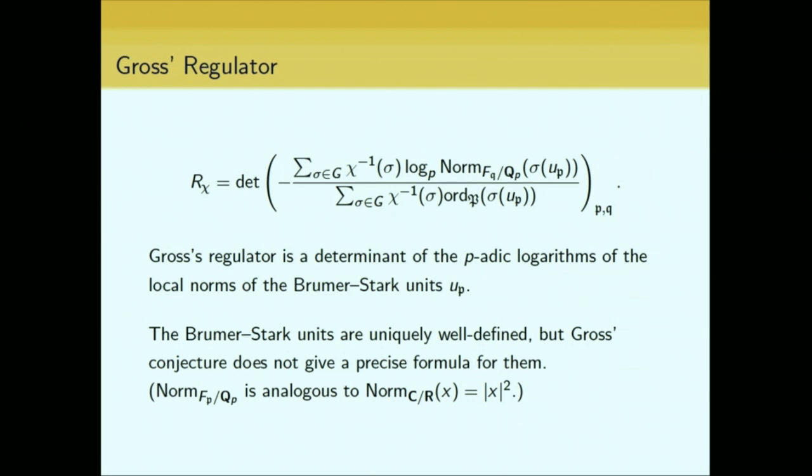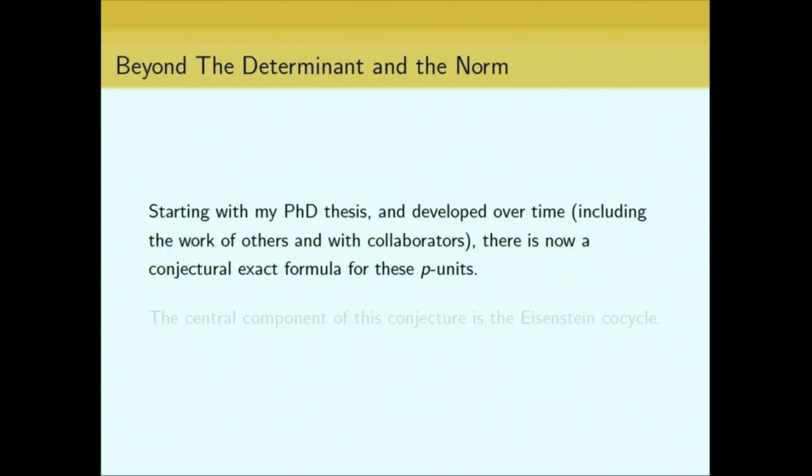And in Gross's conjectures, they're glommed together in an even more complicated way: you have to take these logs and sum the twisted characters, and then you take a determinant, which who knows what it does. We don't even know if that vanishes or not. Conjecturally it doesn't vanish, but we don't know that. I got so annoyed about this in my undergraduate thesis that it turned into my PhD thesis: to write down a conjectural exact formula for these units.